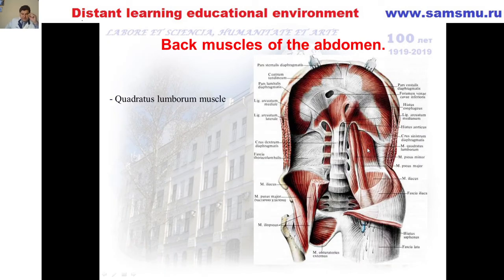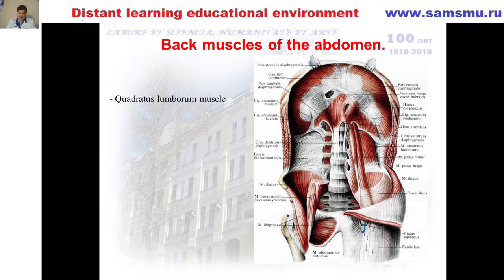located in front of the erector spinae muscle and separated from it by a deep layer of the thoracolumbar fascia. It arises from the iliac crest and iliolumbar ligament and is attached to the 12th rib and the transverse processes of the first to fourth lumbar vertebrae.